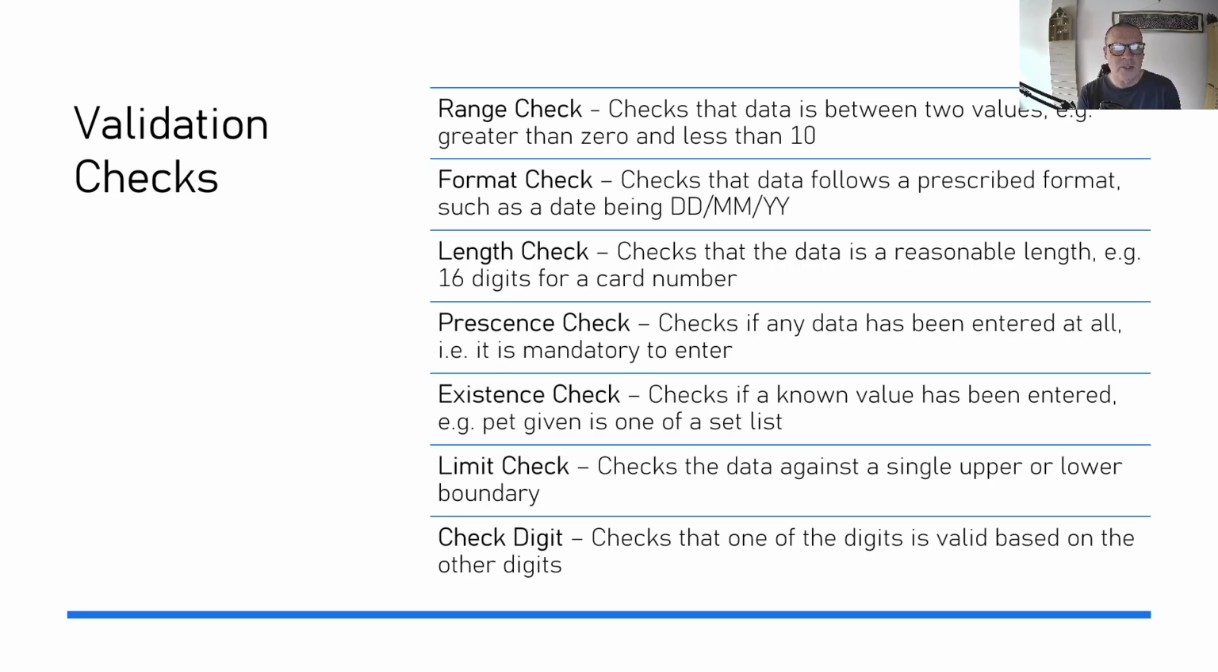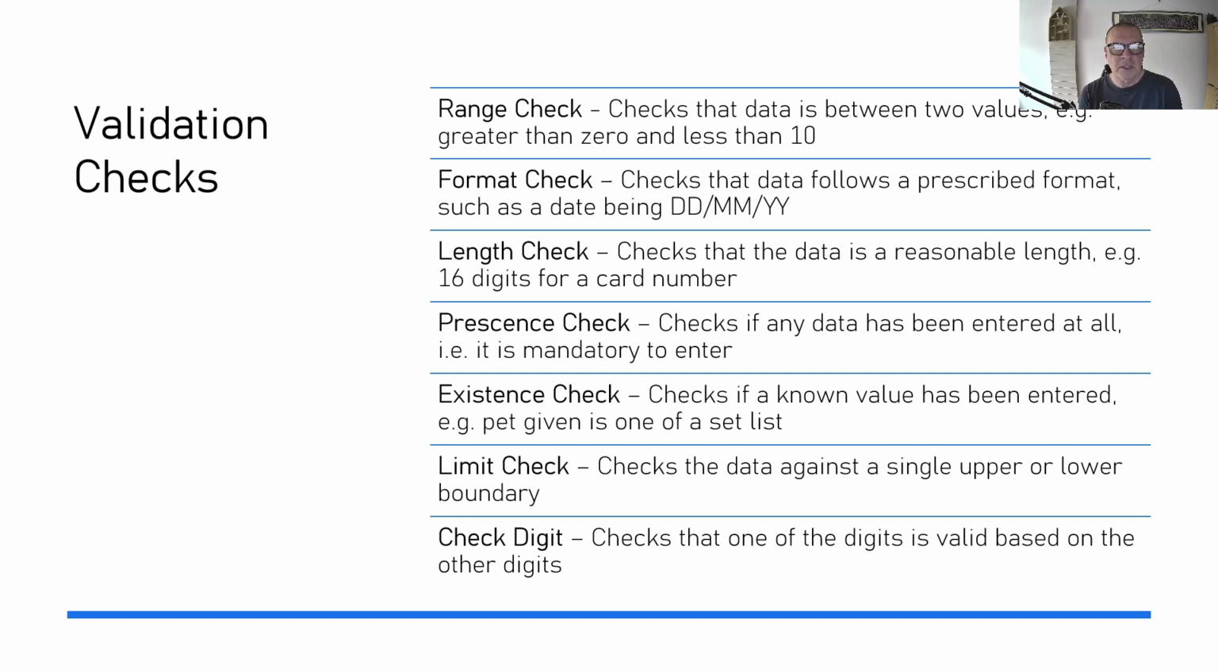A presence check checks if the data has been entered. In other words, the data must be entered. If it's not present, then it's not valid. You have to have something in there. You might have something like that for date of birth. If date of birth is so key to your system, you must have a date of birth, then you would say it must be present, it must be entered.